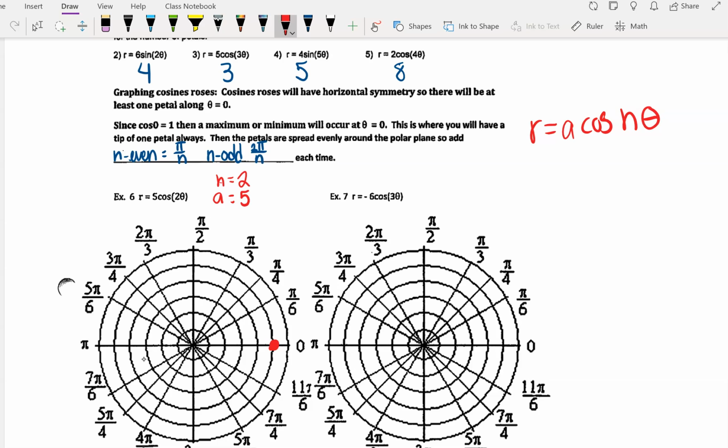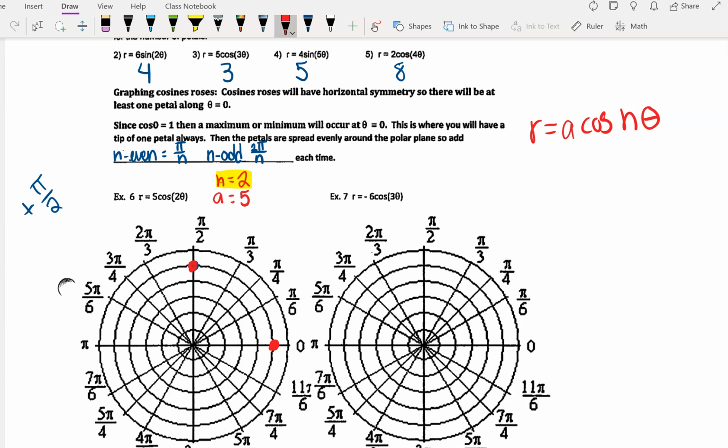And then from there, we need to figure out where the other petal tips will be. They'll also reach out to 5, but we don't know how far they're going to be spaced around the circle. But I know that n is an even number, so to find where my next petal tip will be, I'm going to do pi over n, so pi over 2. So I'm going to add pi over 2 to where I started. So my next petal tip will be over at pi over 2. It's also going to have a radius of 5. So that's where my second petal tip ended up.